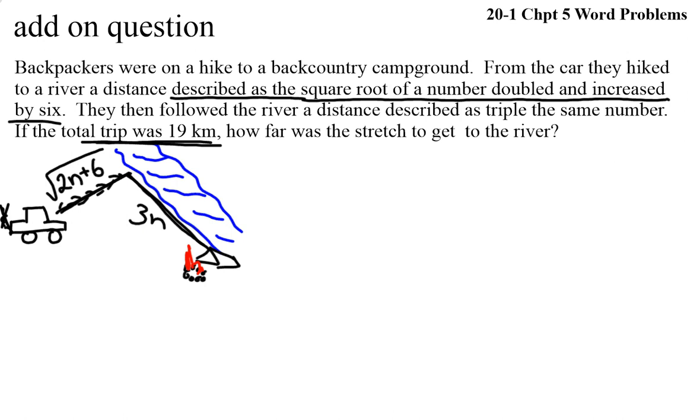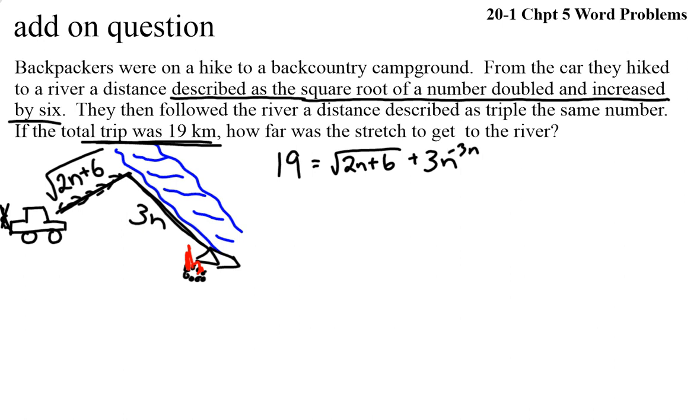So what do we know? The total trip of 19 kilometers was the square root of 2n plus 6 length and that 3n length. There's your equation. It's wordy when it's given in a word problem form, but you just have to read careful and break it down. So take a second to solve it if you haven't. Otherwise, here we go. What are we going to do to solve?